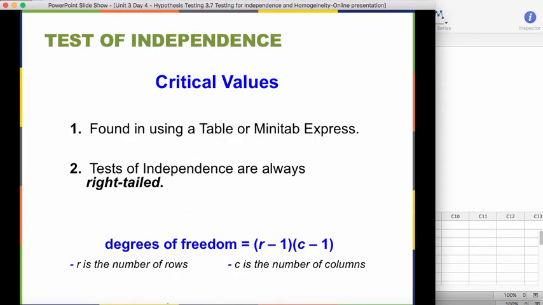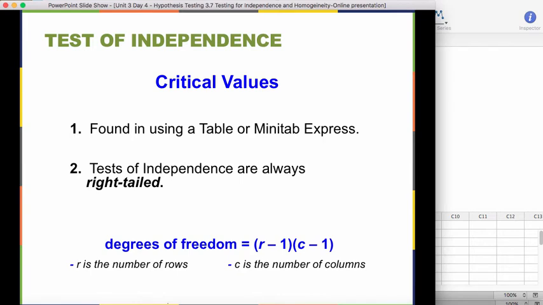To find critical values, again, you could use a table or we could use Minitab Express. In this lesson, we will be using Minitab Express, but any software program should be able to generate a chi-squared distribution plot and also help you determine what the critical value is that separates the region of rejection from the region of retention. Okay, the tests of independence are always going to be right-tailed.